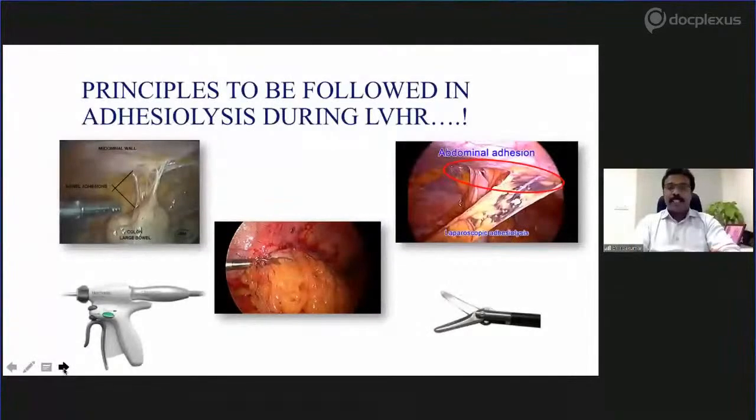What are the principles of adhesiolysis during laparoscopic ventral hernia repair? Doctor.